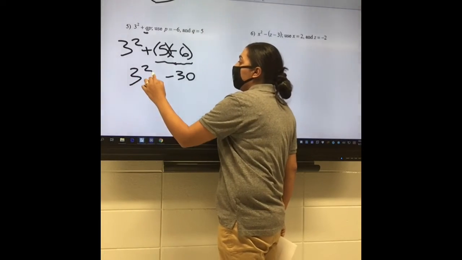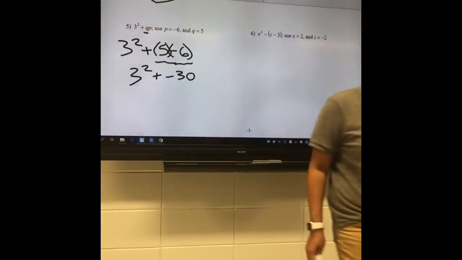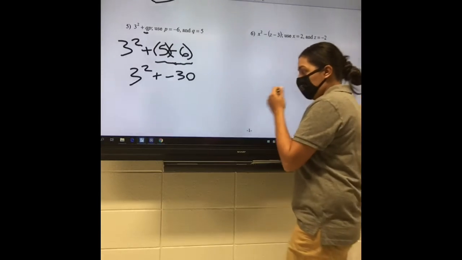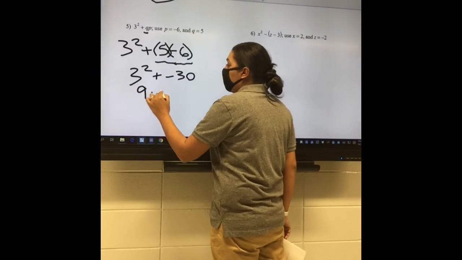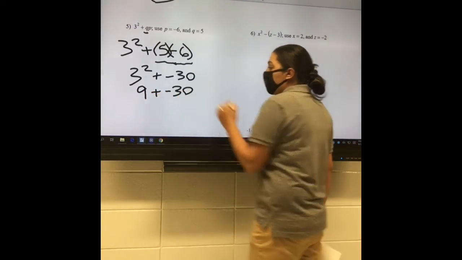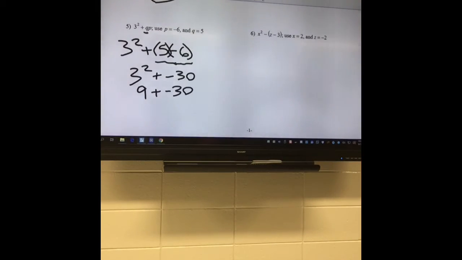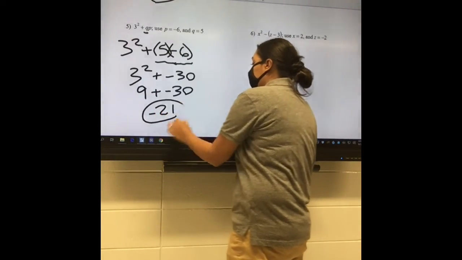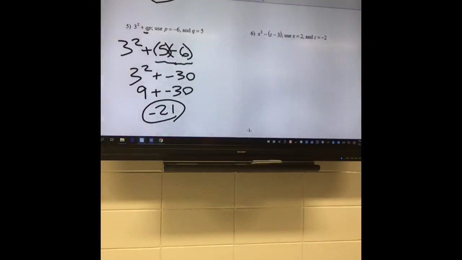And I got 3 squared plus -30. Okay, so we did our parentheses. Now we need to do our exponents. What's 3 squared? 9 plus -30. -21.